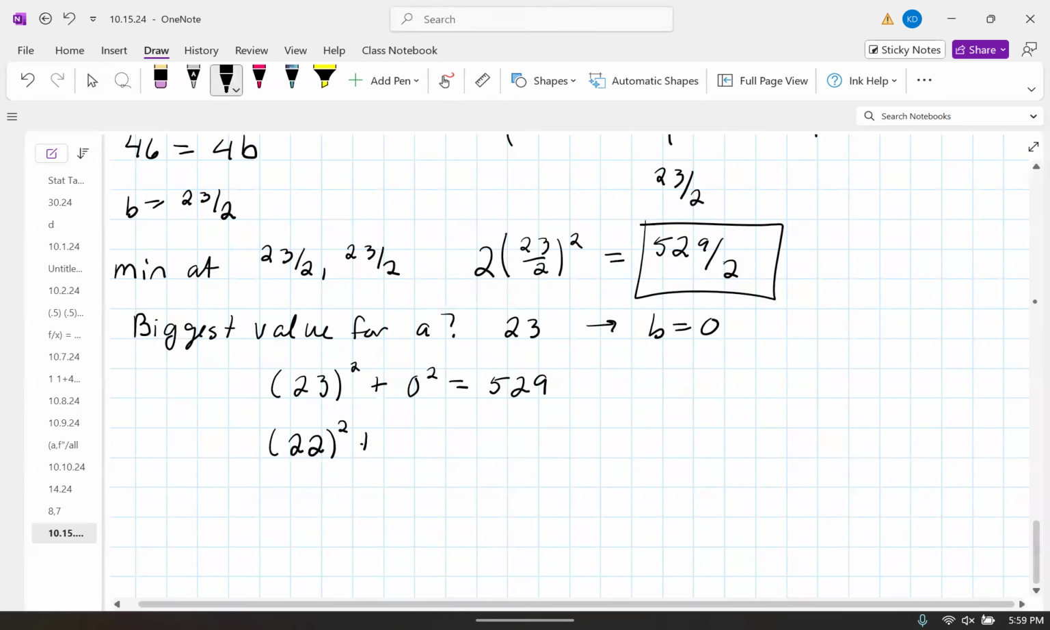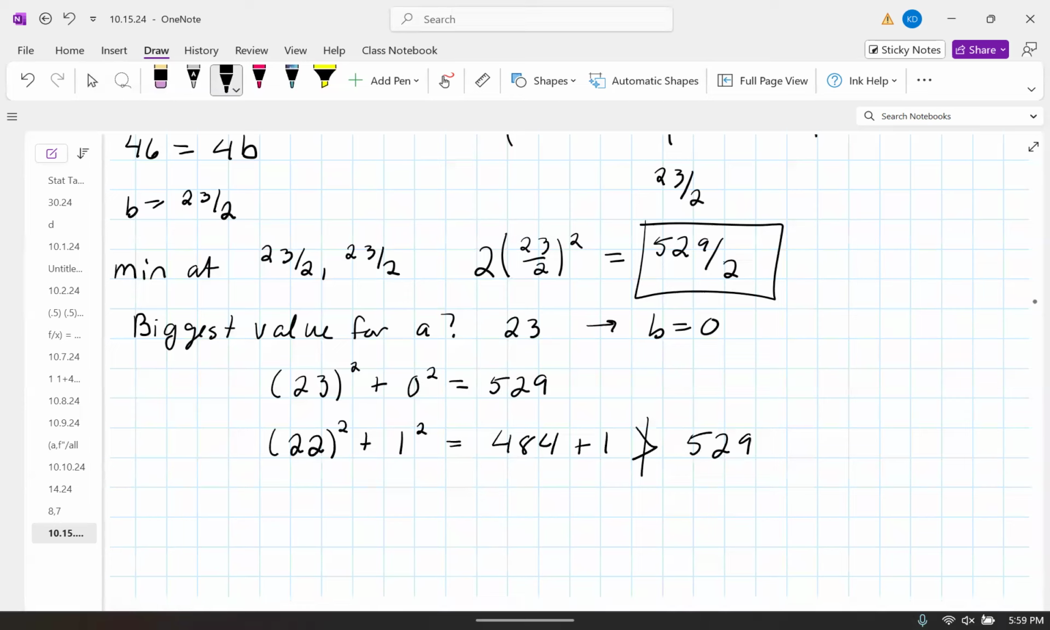Because my gut tells me that it's going to be 23, but let's see. 22 squared is 484 plus 1. It is not larger than 529. That's a greater than with a slash through it.